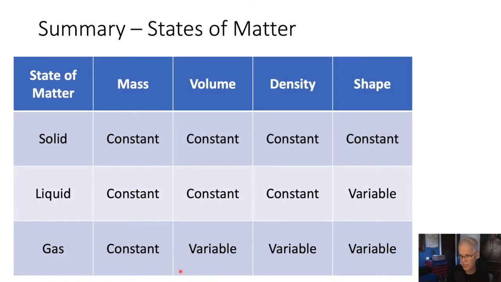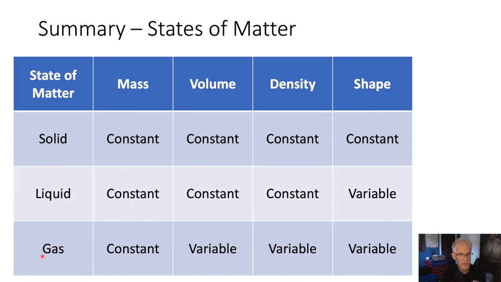Let's do a quick summary here. So here's our states of matter: solid, liquid, gas. The mass for all of these is constant, conservation of mass. The volume for both solid and liquid are constant. The density is constant for the most part. Now, the shape of a solid is constant, whereas liquid is variable.